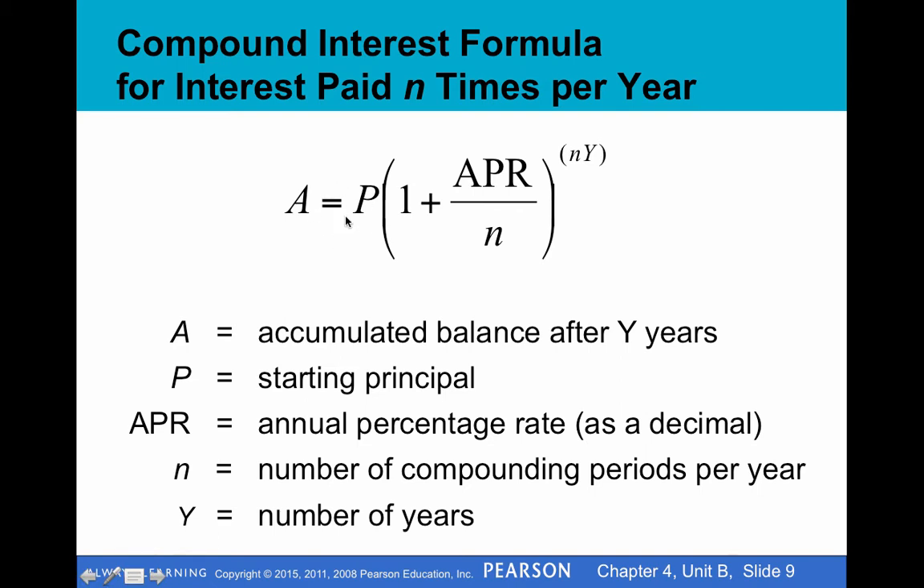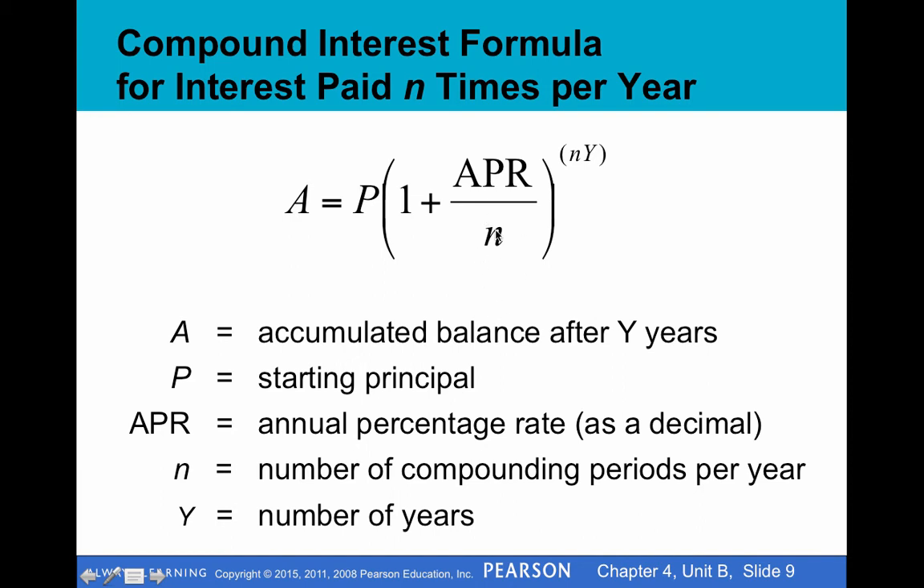Sometimes banks pay interest compounded more than once a year, so they might say biannually, which means twice a year. They might say quarterly, which means 4 times a year, monthly, which is 12 times a year, or daily, which is 365 times a year. So now we have this new element n, the number of compounding periods per year.